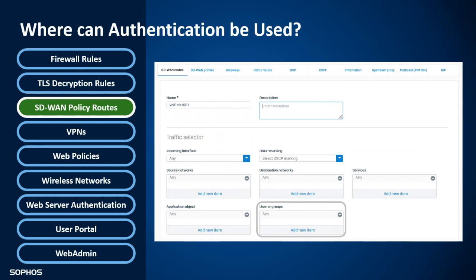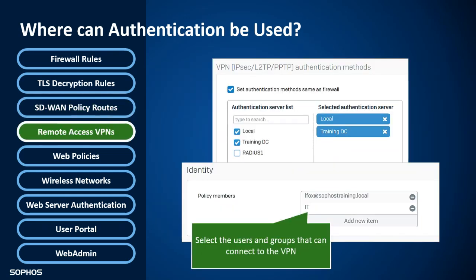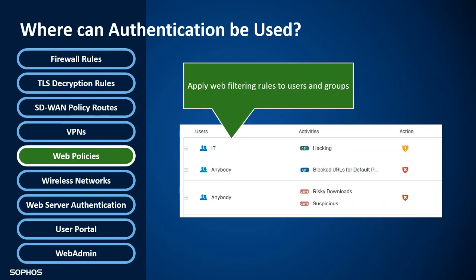SD-WAN policies: these policy rules allow you to select traffic based on various properties, including users and groups, to determine which gateway it should be routed to. The remote access VPN allows you to control who can connect and log in to the network. First, the authentication source needs to be selected in authentication services, and the users and groups need to be selected in the VPN configuration.